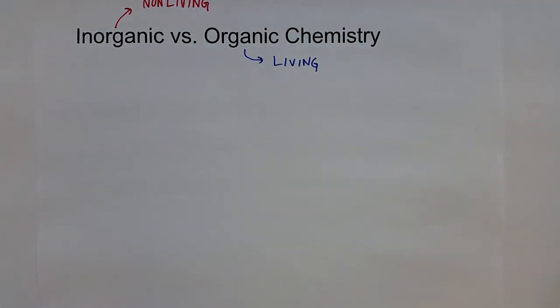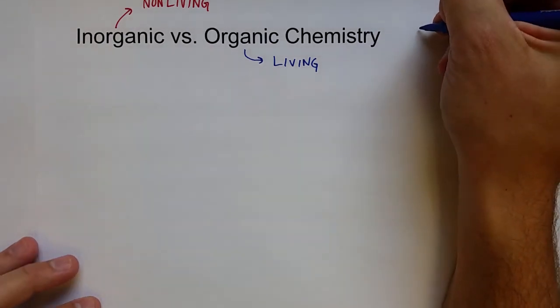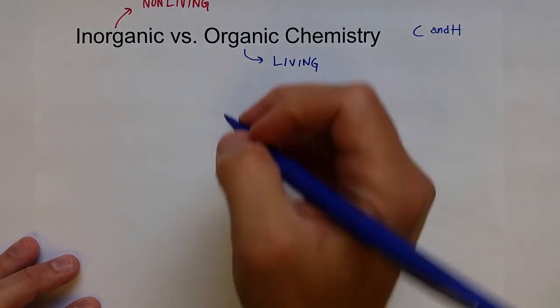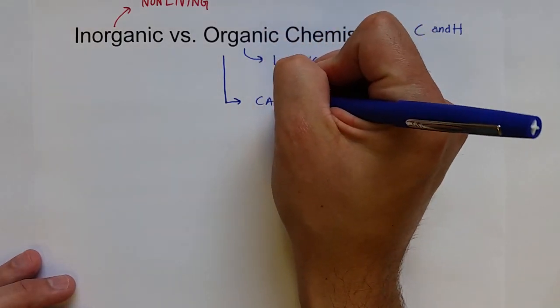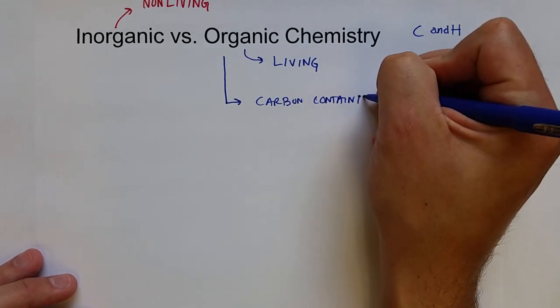Now that historical definition breaks down with a lot of different types of molecules, because it turns out inorganic molecules can be produced from living things, and organic molecules can be produced from non-living processes. So currently the difference between these two all boils down to carbon and hydrogen. Organic compounds and organic chemistry deal with carbon containing molecules.